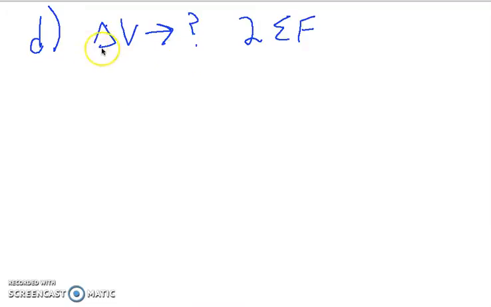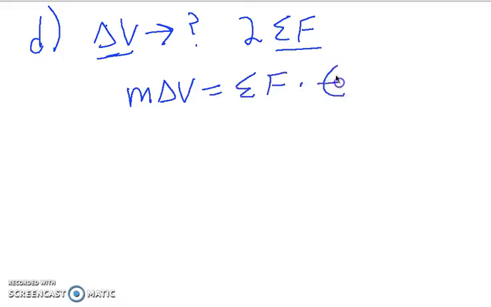So we need to relate the change in velocity to the net force. So the one way to do that, well, really the only way to do that is with the impulse momentum equation, right? So what we have is we want to relate delta V to the net force. So we're just going to rearrange slightly so we get the change in velocity by itself.